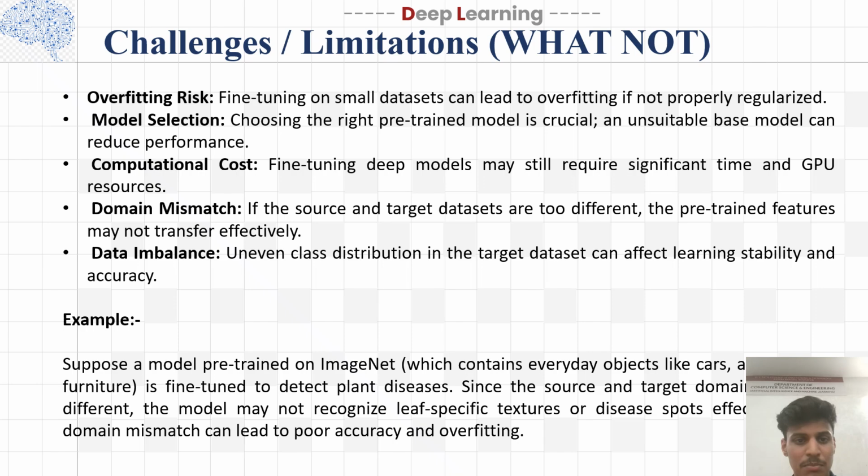So let's see an example. If a model is trained on ImageNet, which has objects like cars or animals, and which we used in our project, and we fine tune it to detect plant disease, it might struggle because the two domains are different. That's called domain mismatch.